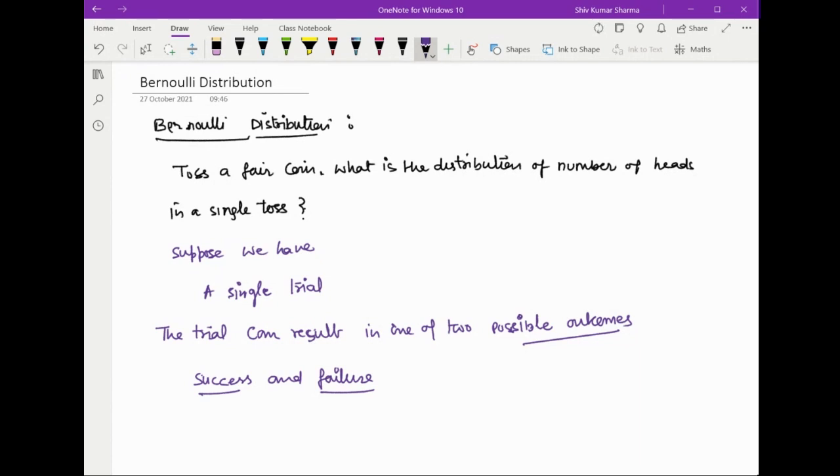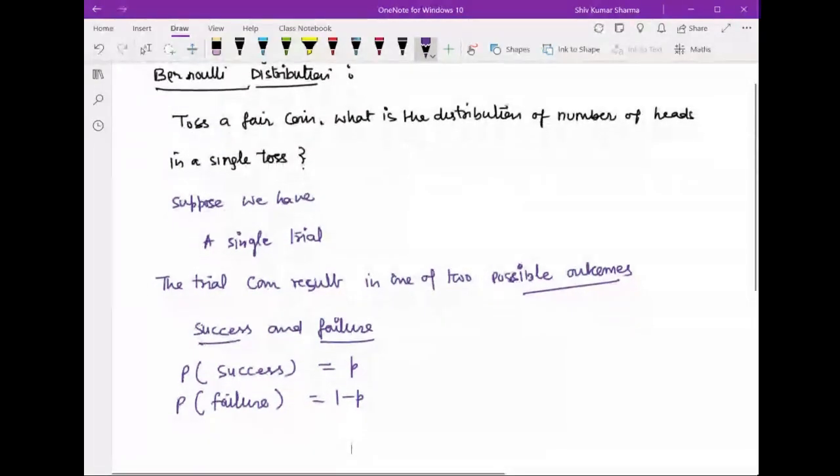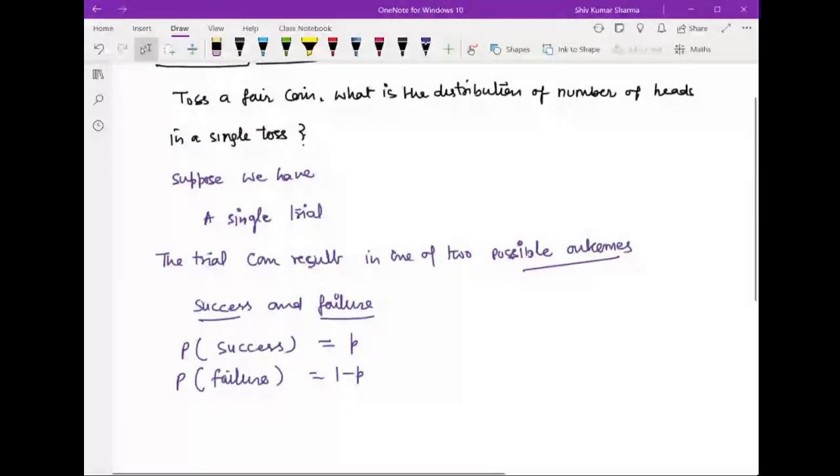Now, the probability of getting a success will be denoted as small p, and the probability of failure we denote as 1 minus p. The sum of all the probabilities is 1, and 1 minus p is also denoted as q.